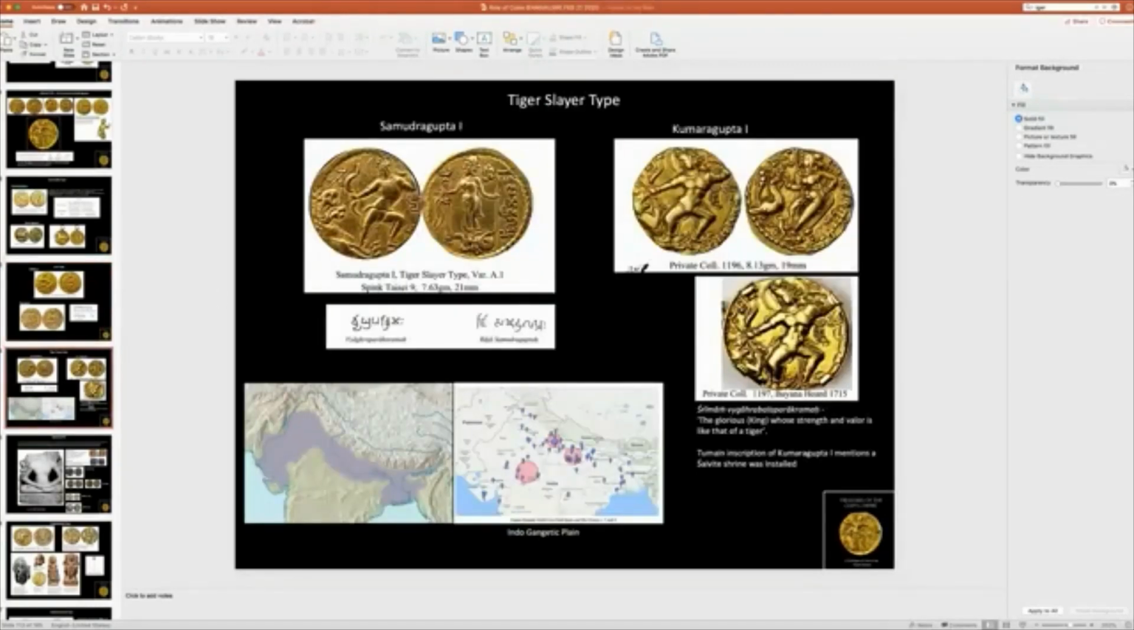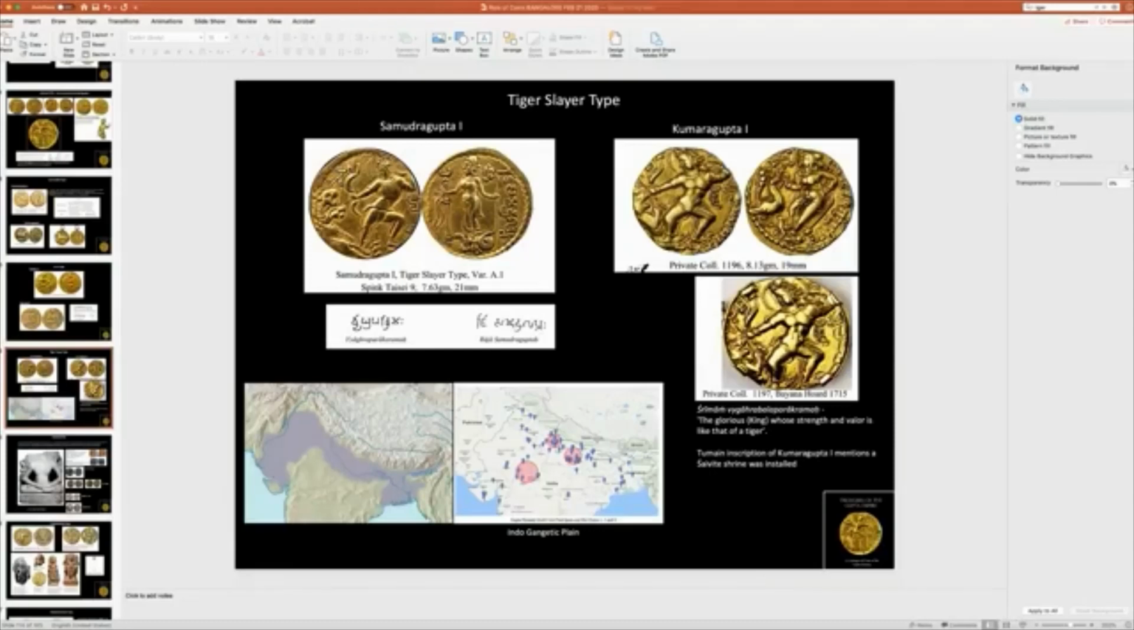This is another type issued by Samudragupta I. It was started by Samudragupta I and then also struck by Kumaragupta I. Now, again, on this type, the king is always shown as a young man. He's hunting a tiger. You can see the tiger falling backwards, his front paws raised, his mouth open. He's got a bow. He's pulling the string, right? He's shown with the halo. And then what is this in front?